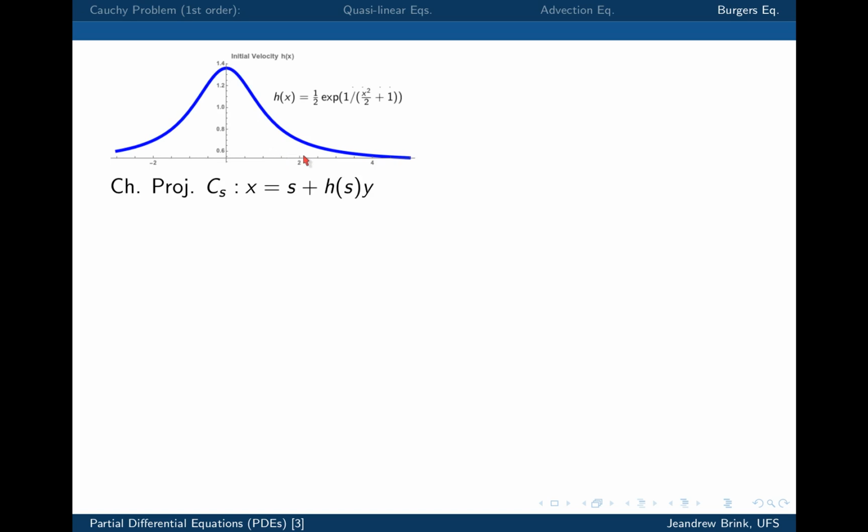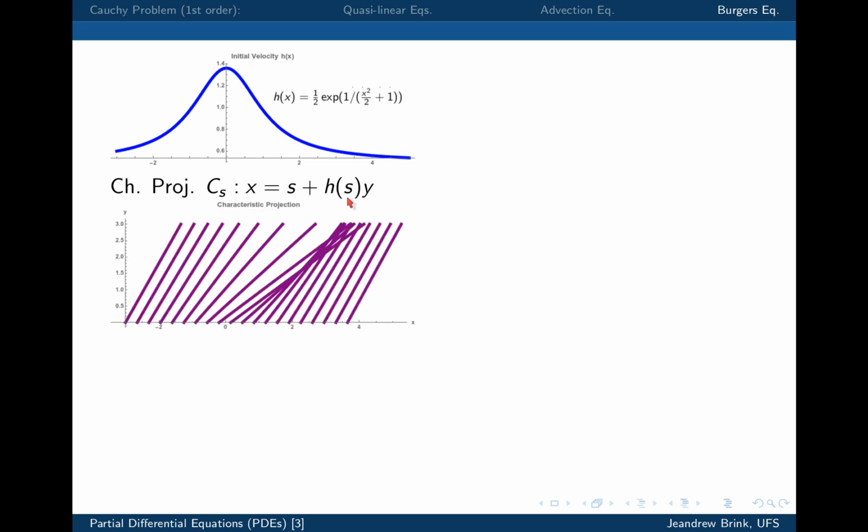Then what we do is we work out the characteristic lines projected into the xy plane. So we basically are going to work out for each s, x is equal to s plus h y of s. What that is, is a whole bunch of lines that look like this. So look, when y is equal to 0, we're basically on this axis over here. Okay, so then s is just the x value.